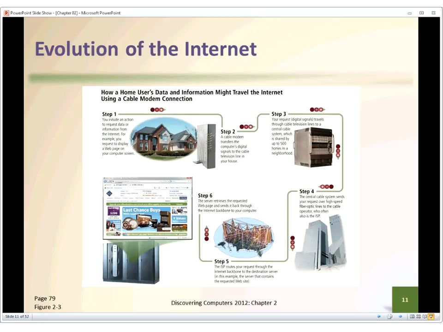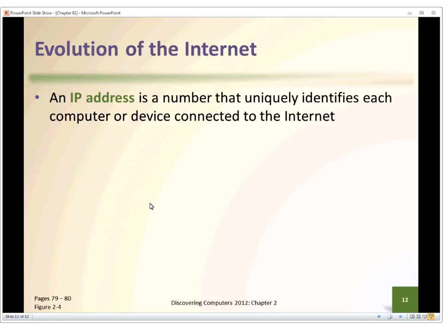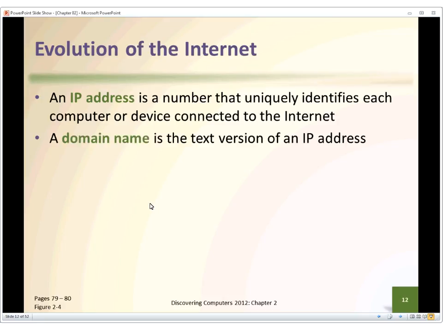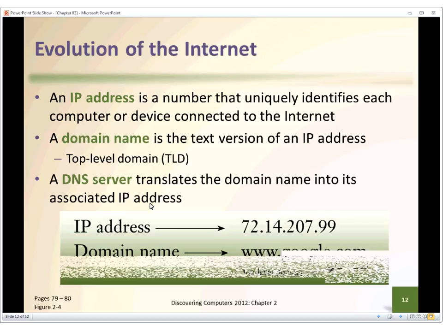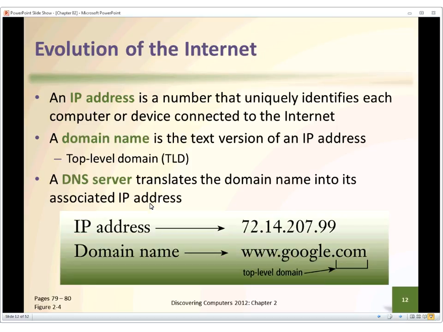So how does this get connected? How do I sit here at home and access this web page? It seems almost like magical work. It's not, though. Each of those devices has to have an IP address. That's a number that uniquely identifies each computer or device connected to the internet. Then we use domain names to take that IP address and turn it into a text version, something that's easy to understand and read. It's a DNS server, a domain name system server, that translates the domain name into an associated IP address.